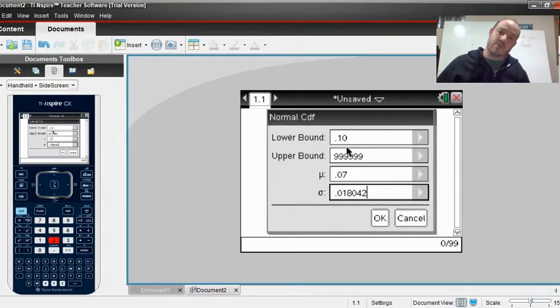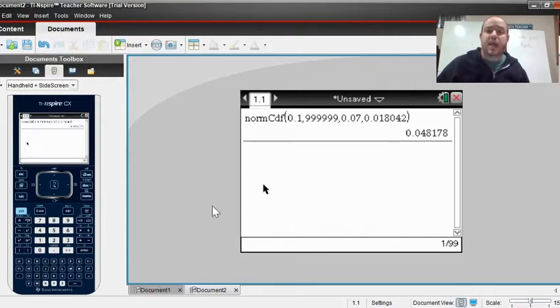So once we plug this in, we're now looking at 10% and higher. So anyone over 10%, so what's the probability that over 10% of them will not pay the loan back? And then we plugged in the mean and the standard deviation of our sampling distribution, and we go ahead and hit enter, and we get 0.048178.